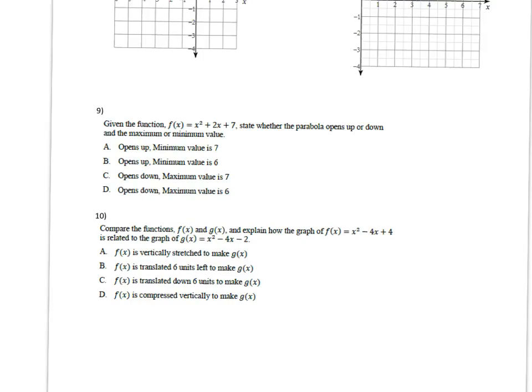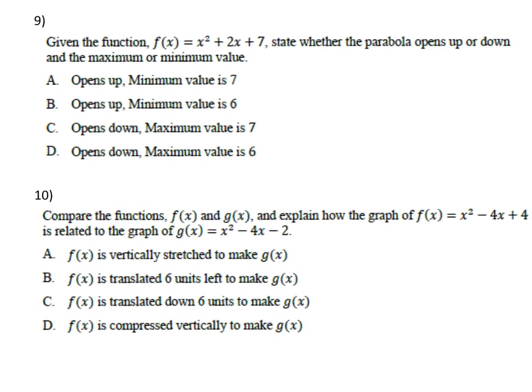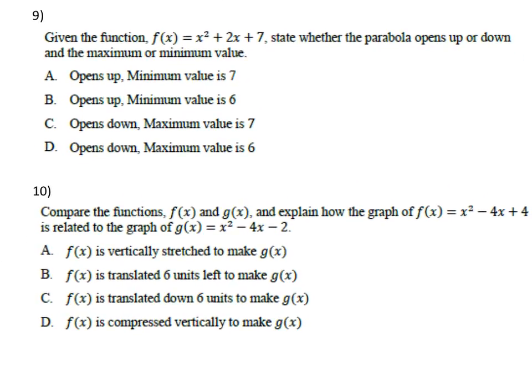And lastly, on page number 17, I'm just going to look at number 9 real quick, and then you guys are going to be on your own to do number 10. So, given the function f of x equals x squared plus 2x plus 7, state whether the parabola opens up or down, and the maximum or minimum.